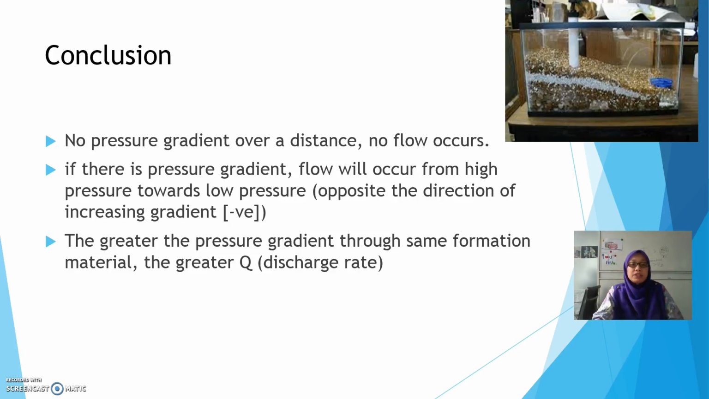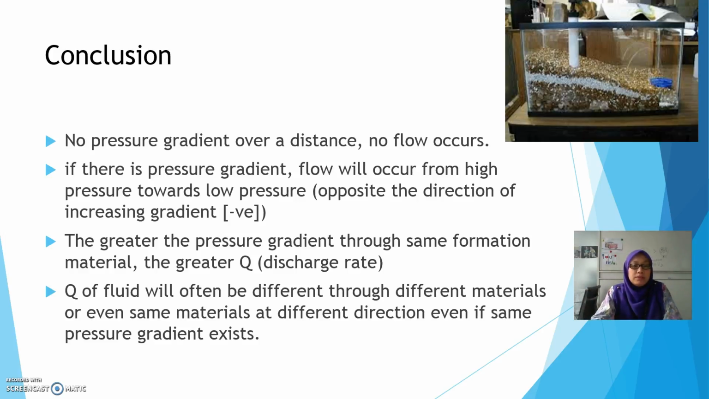The greater the pressure gradient, going through the same formation of material, the greater the discharge. So if there are two different levels of pressure throughout the same material, the rate of discharge in Darcy's equation will be higher. The discharge rate of fluid will often be different through different materials, or even the same material in a different direction, even if the same pressure gradient exists.